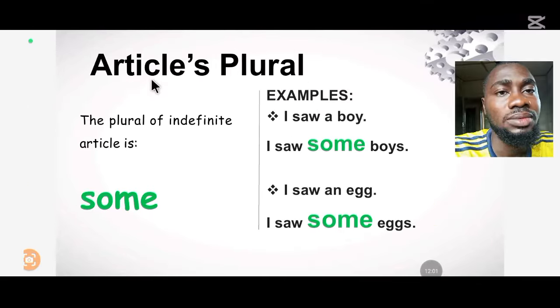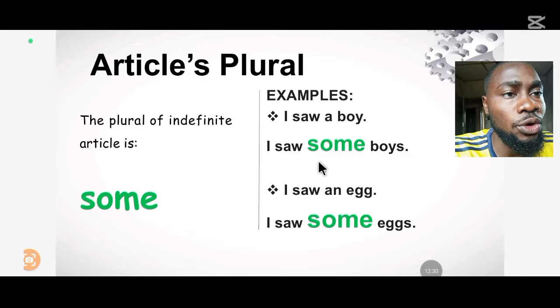Moving on, articles plural. The plural of the indefinite article is "some". Looking at the right hand side of the table to further illustrate this, the example says, "I saw a boy." "I saw some boys" is the plural. So when you say "I saw a boy", the plural of the indefinite article, you now use "some".